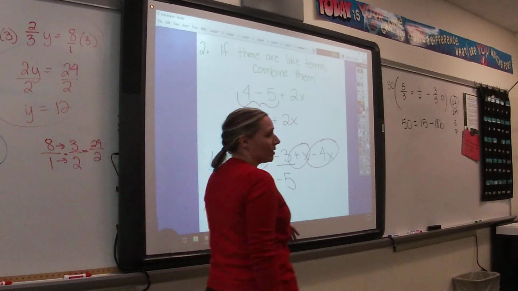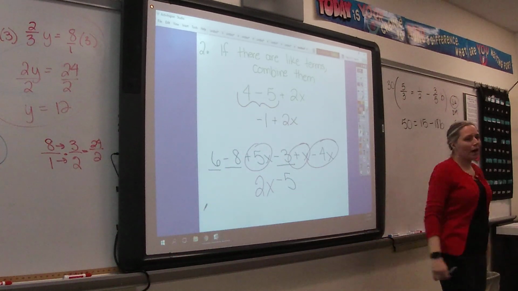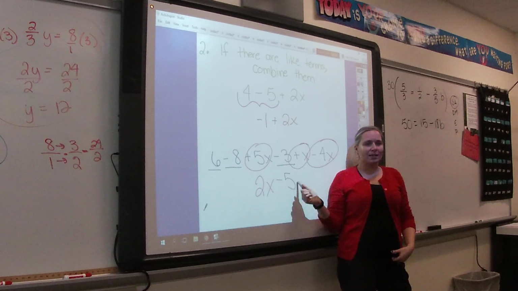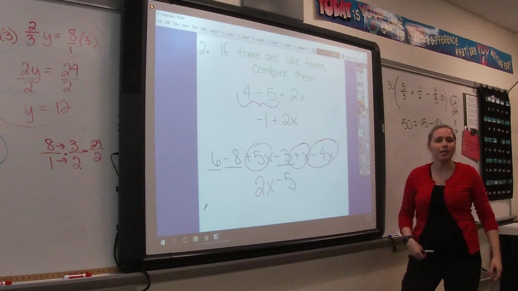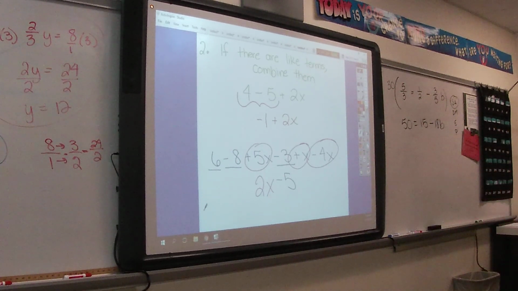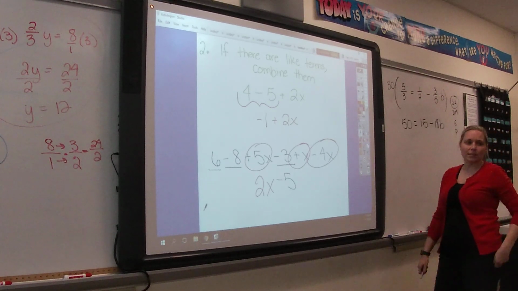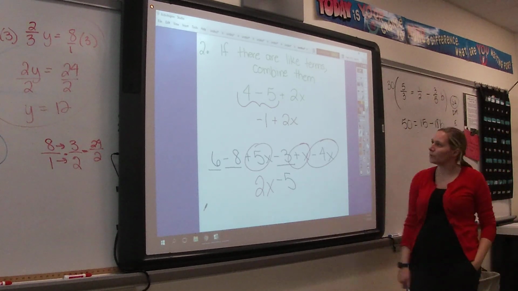We'll get to that more when we get to polynomials. A lot of my students prefer this 2x in front, followed by the constant. It's not a right or wrong. Okay, just something I tend to see as a pretty consistent way of writing.